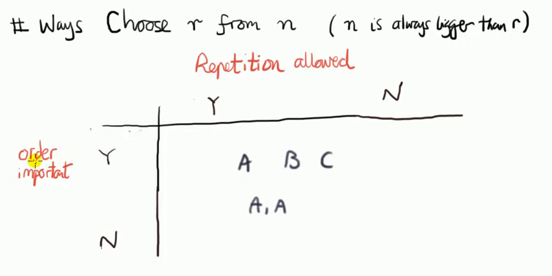Next, is order important? So if order is important, say I select two, AB would be different to BA. These two things would be different. But if order is not important, these two things are counted as one because they contain the same members.